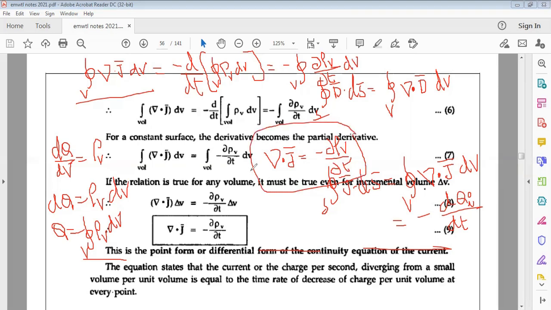The continuity equation. See here, same thing. This is the point form or the differential form of the continuity equation of the current. This equation states that the current, or the charge per second, diverging from a small volume per unit volume is equal to the time rate of decrease of the charge.